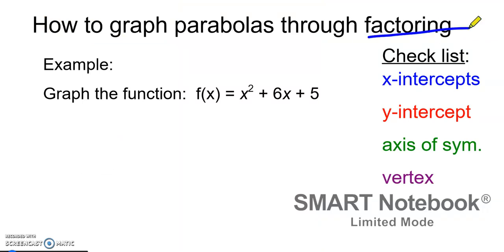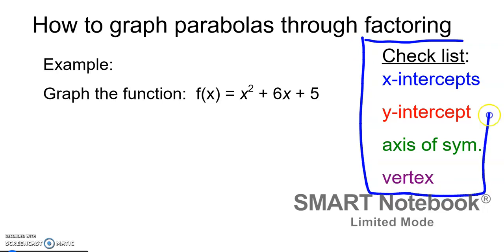Okay, and again, we are going to be going through factoring. So let's talk about this first example. Graph the function f of x is equal to x squared plus 6x plus 5. Over on the right-hand side is a checklist. There's 4 things that I want to have in order to graph parabolas through factoring. I want to find the x-intercepts, the y-intercept, the axis of symmetry, and the vertex. So let's go through all 4 of them together and then graph it, and then you are going to try one on your own. So let's find the x-intercepts.